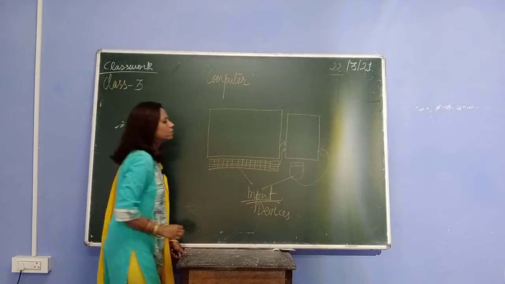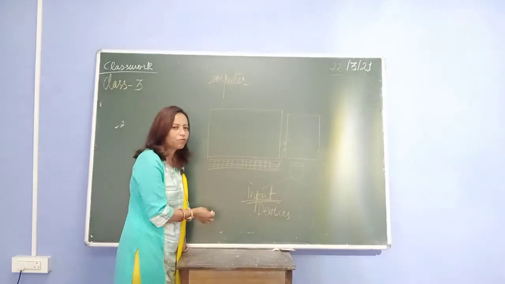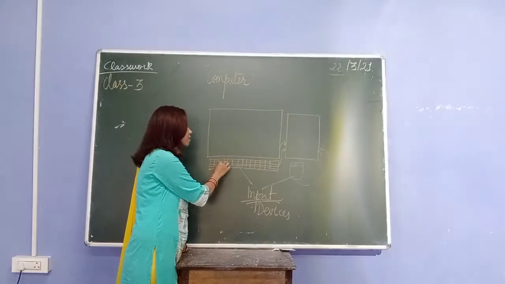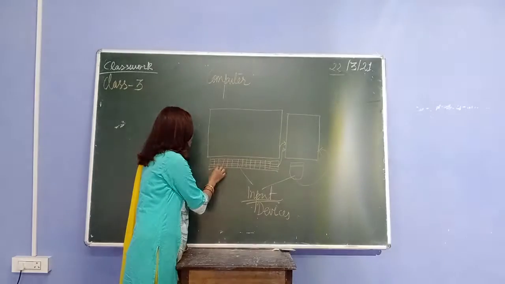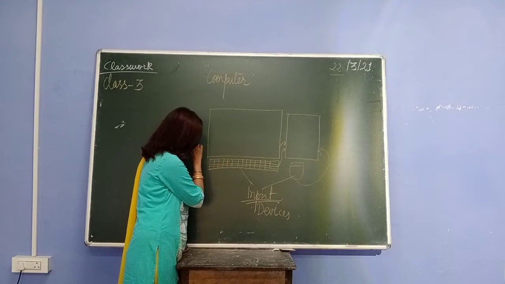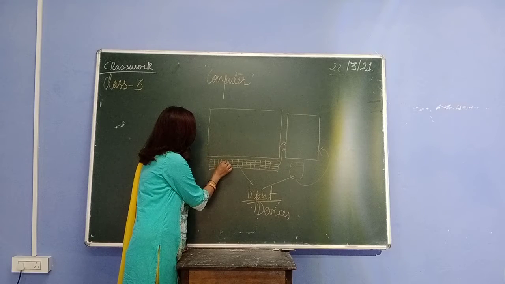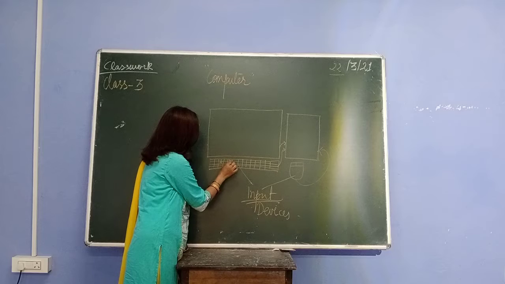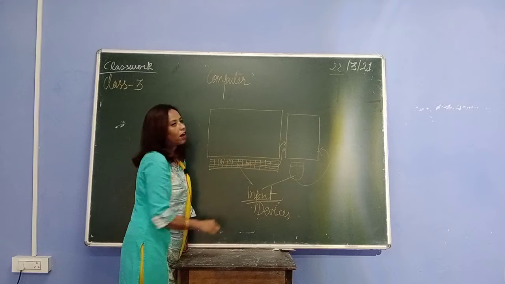Now, suppose you want to write your name. So how do you type? Where do you type? You have to type on the keyboard because the alphabets are on the keyboard. Suppose your name is Ayush, A-Y-U-S. So how will you write?